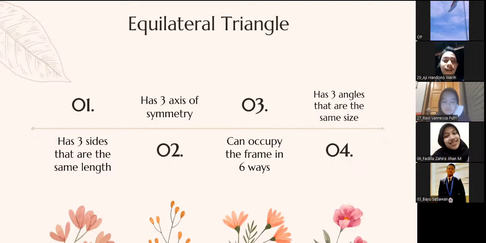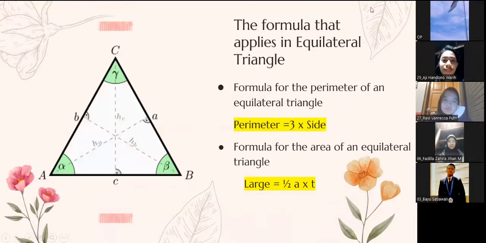An equilateral triangle has four characteristics. Number one is has three sides that are the same length. Number two has three axes of symmetry. Number three can occupy the frame in six ways. Number four has three angles that are the same size. The formulas that apply in an equilateral triangle: number one is the formula for the perimeter of an equilateral triangle. Number two, the formula for the area of an equilateral triangle.